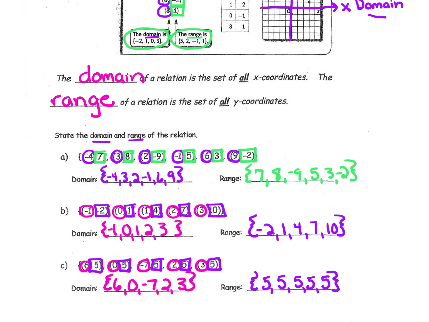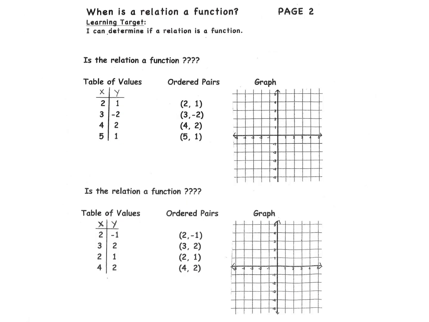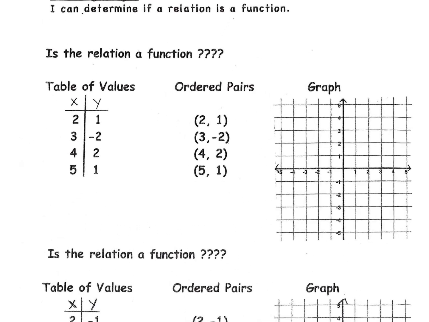What makes a relation a function? On page 2, we're going to look at when is a relation a function. Remember, for your input values or your x values in the domain, they are allowed to only have one favorite output value. If that's the case, it's a function. Let's take a closer look at what we're given here.